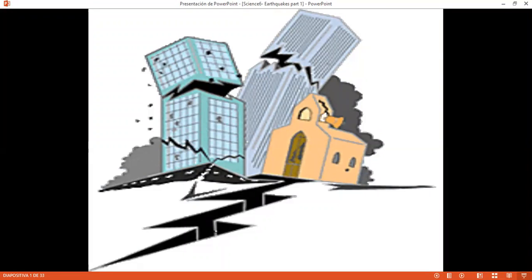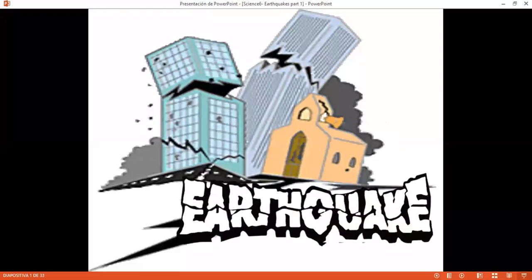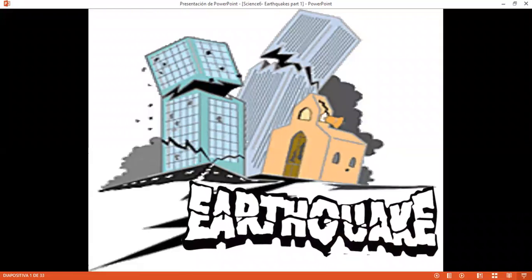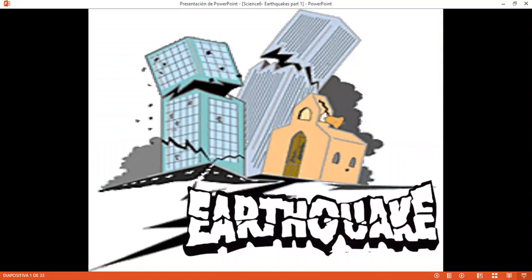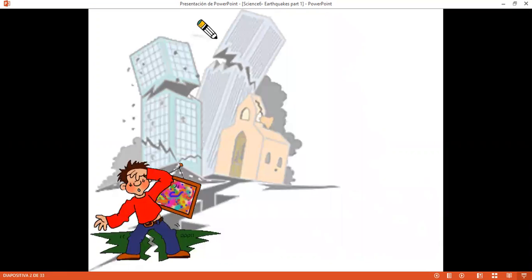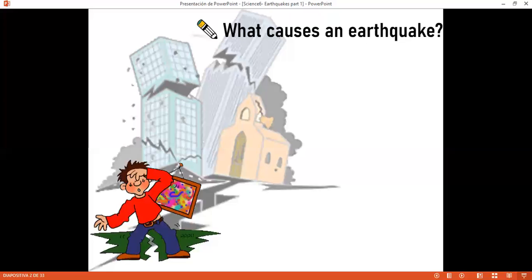Hello, hello. Today we are going to be talking about earthquakes. Yes, it's when the earth shakes. So, an earthquake, you can see in the picture, everything breaks due to the shaking of the land.